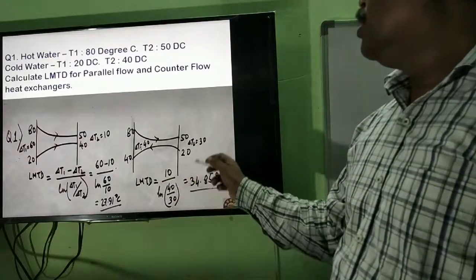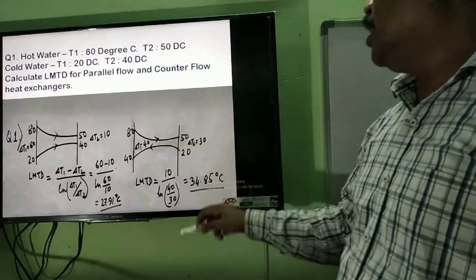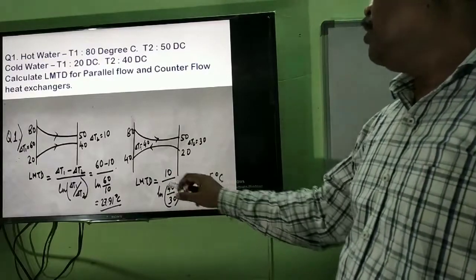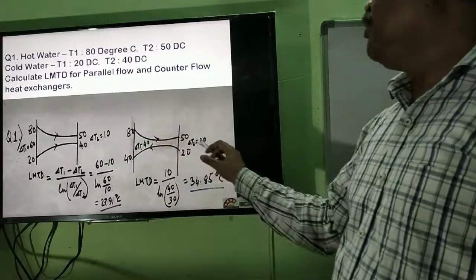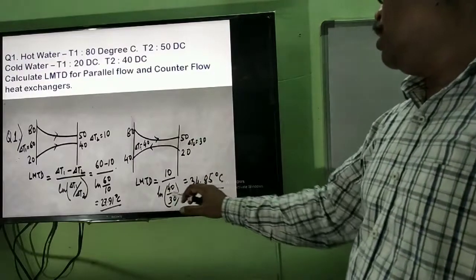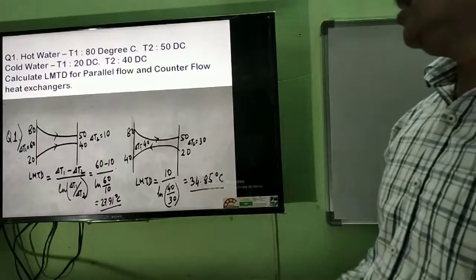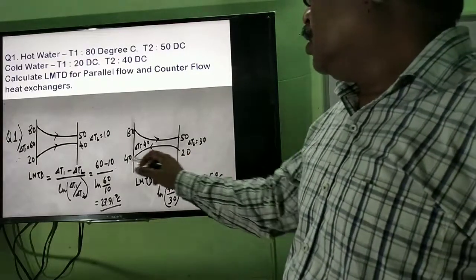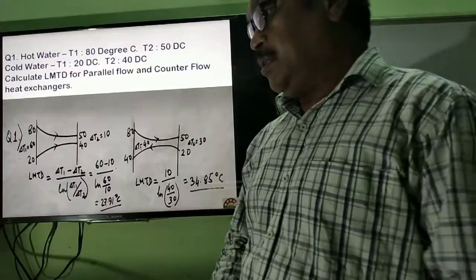Conversely, for parallel flow, del T1 is 40 and del T2 is 50 minus 20, 30. From the same formula, this will be 40 minus 30, 10, divided by the logarithm of 40 by 30, and you find 34.85 degrees. So the LMTD for parallel flow will be lesser than for the counter flow heat exchanger.